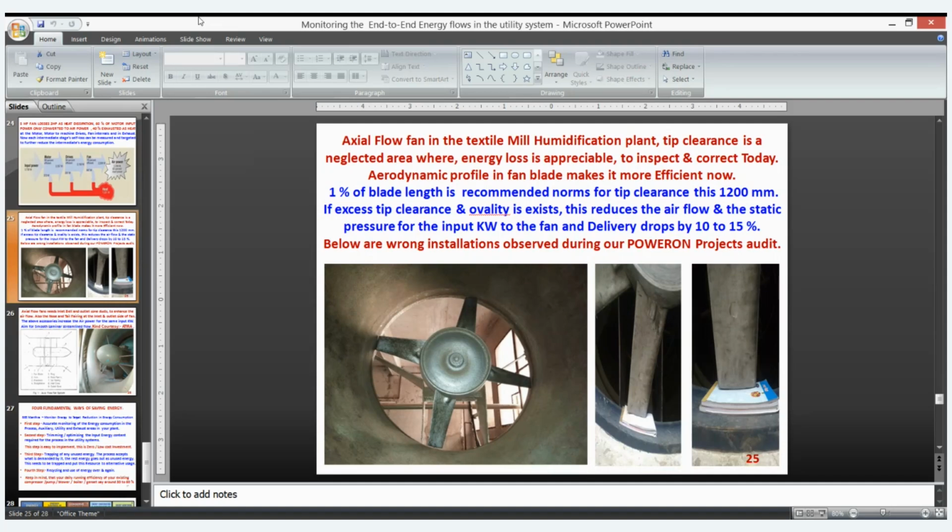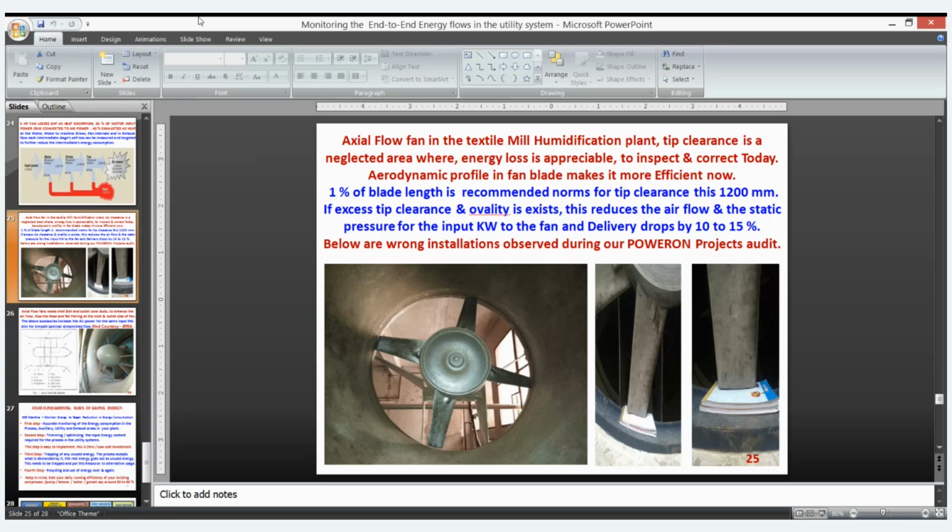Normally the tip clearance is supposed to be around 1% of the blade length, which is around 4 mm only, but here it was 50 mm. I am trying to give the specifics, the minute details of the tip clearance. A blade length of 350 mm means 1% is only 3.5 mm. Around 4 mm is allowable, but you are keeping around 50 mm.